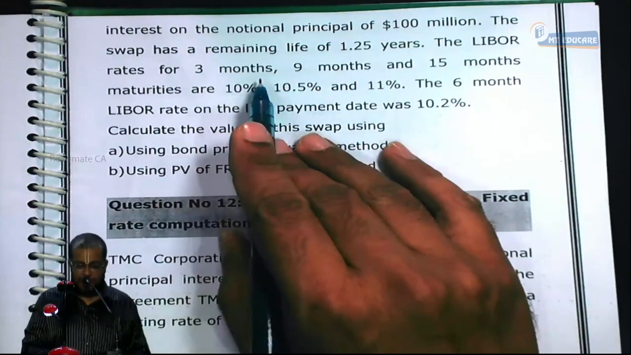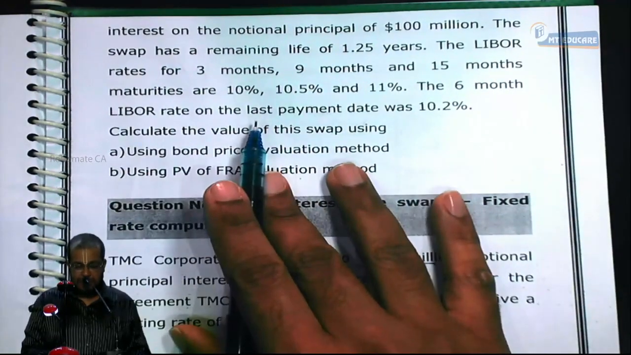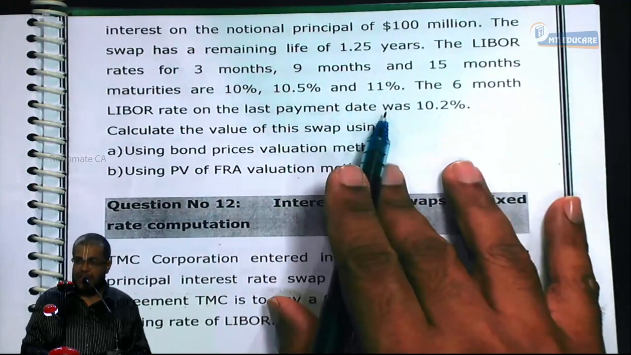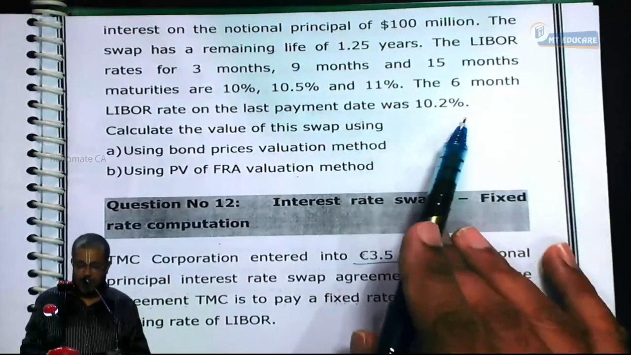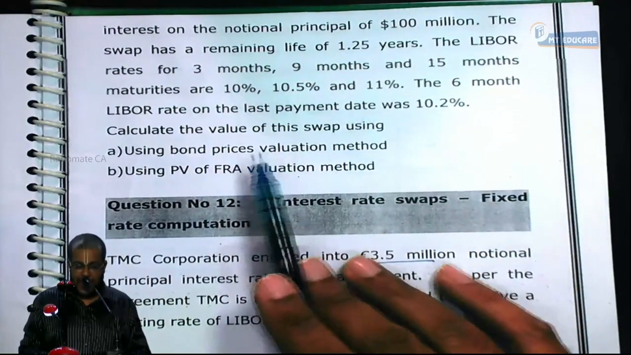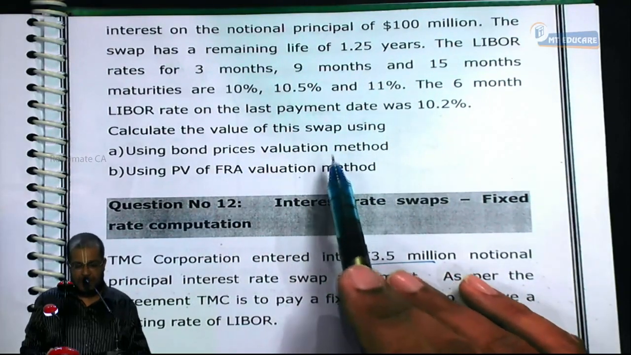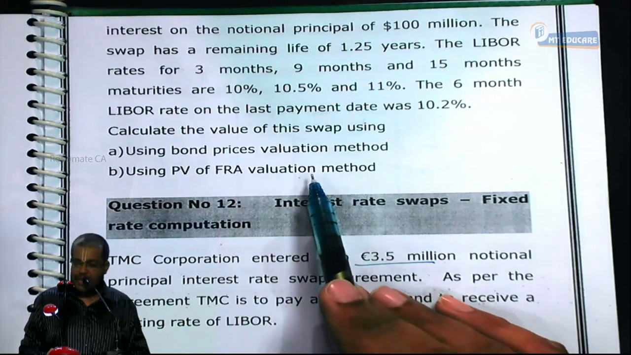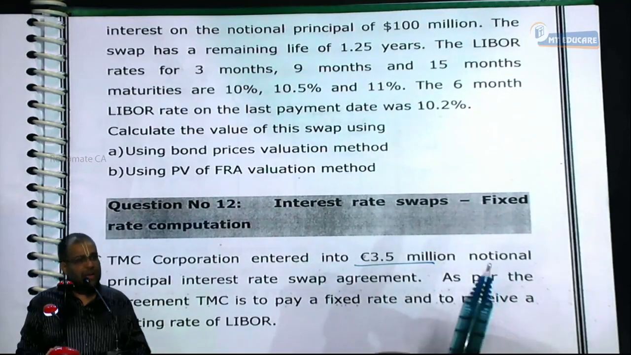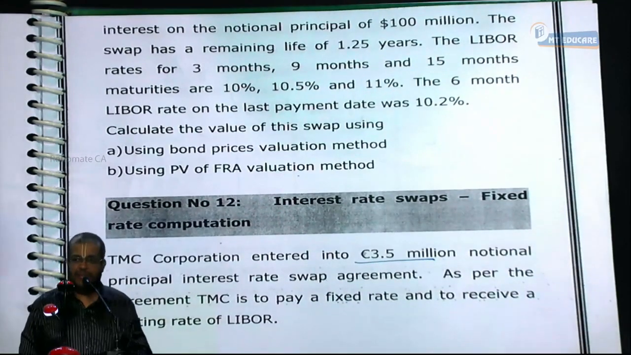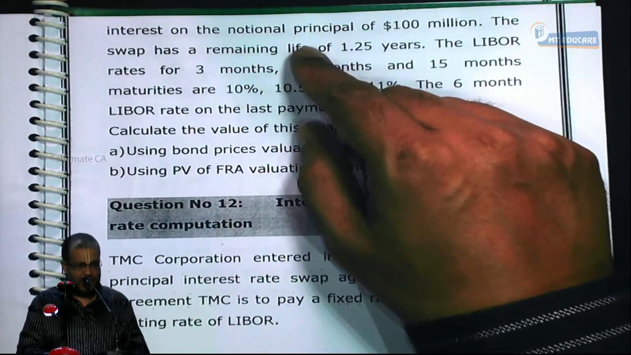The LIBOR rates for 3 months, 9 months, and 15 months maturities are 10%, 10.5%, and then 11%. The 6 months LIBOR rate on the last payment date was 10.2%. Calculate the value of the swap using bond prices valuation method and forward rate agreement (FRA) valuation method. Both methods should give you the same answer. Now just read the question, understand the facts, then we can start with the solution.